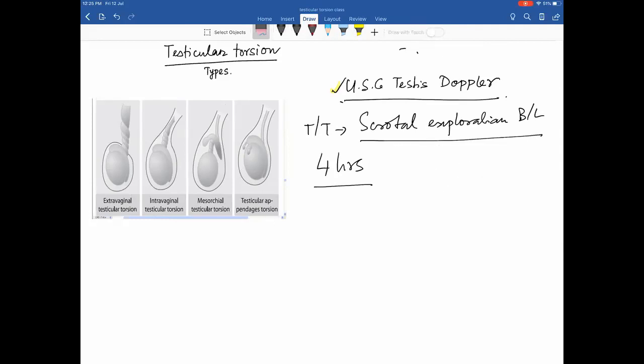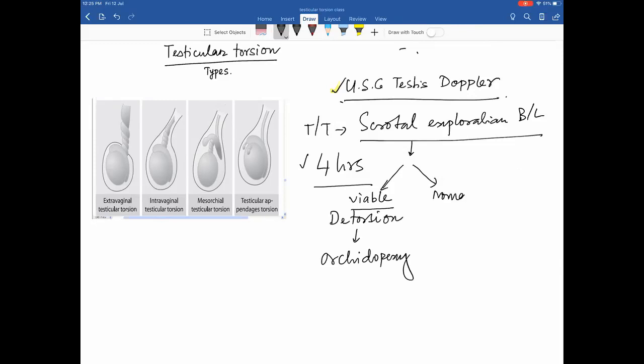Now, what is important is if the patient is within 4 hours of presentation, after the scrotal exploration, you find this to be a viable testis. With a viable testis, what you should do is something called an orchidopexy. Whereas on the normal side, it should also undergo an orchidopexy to prevent any future chance of testicular torsion. Now, please remember the timeline of 4 hours. Please remember that you need orchidopexy even on the normal side.